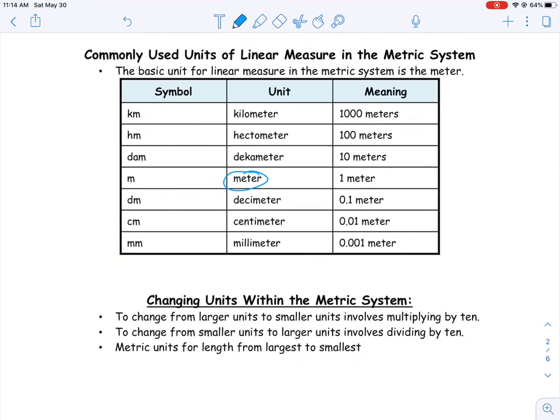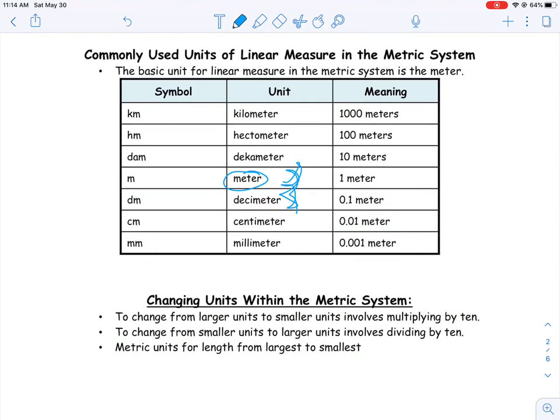And we need to be able to convert not only within the metric system, but eventually we're going to convert from the metric system to the English system and the English system to the metric system. Okay? And so one way to convert within the metric system is either getting bigger or smaller by tens, because each one is a difference of multiplied or divided by 10.